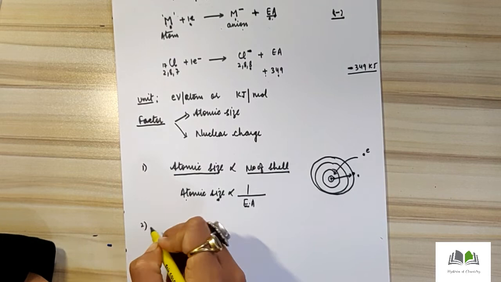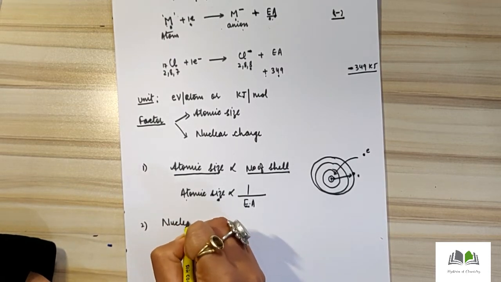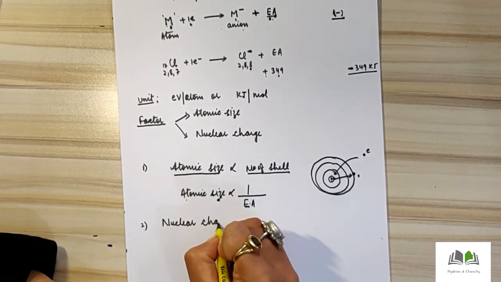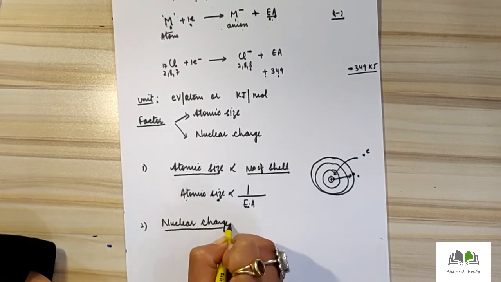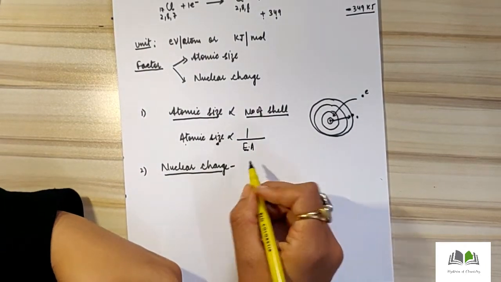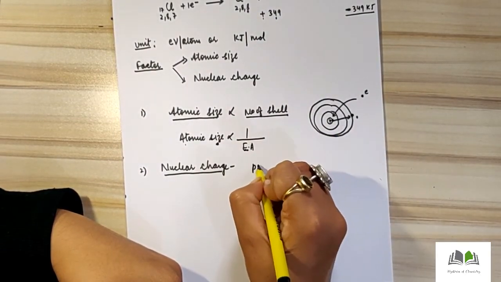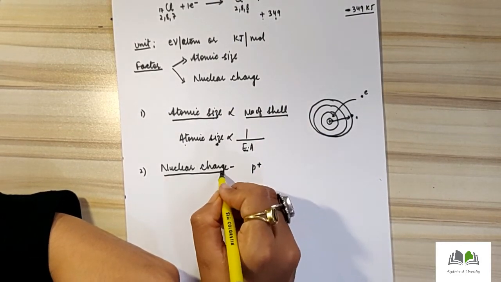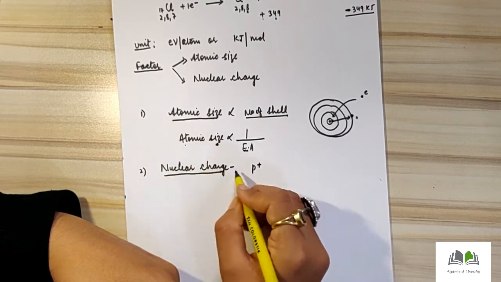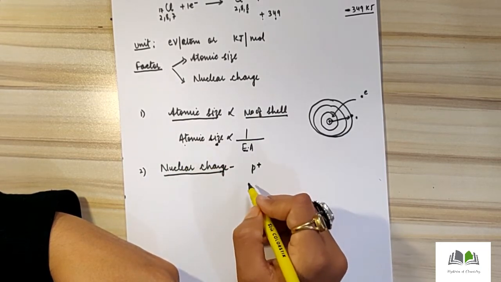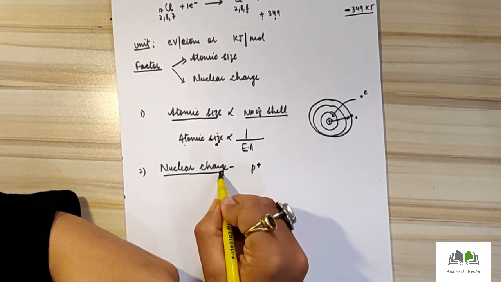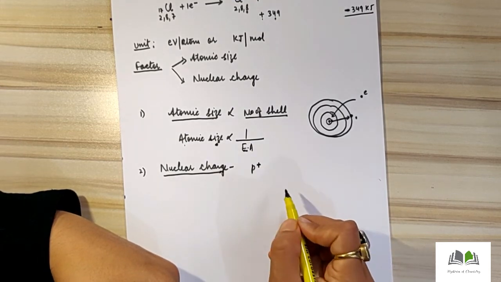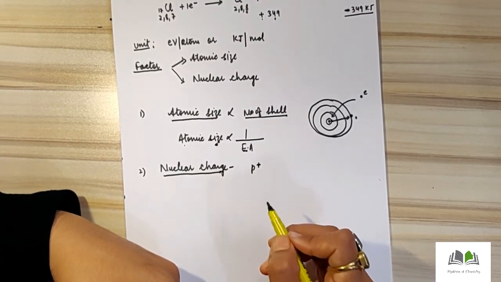Now the second factor is nuclear charge. So what is nuclear charge? It is the charge on the nucleus, and basically it is due to the number of protons present in the nucleus. So the nuclear charge is directly proportional to attractive forces. So if the nuclear charge will be more, the force of attraction will also be more. Why?